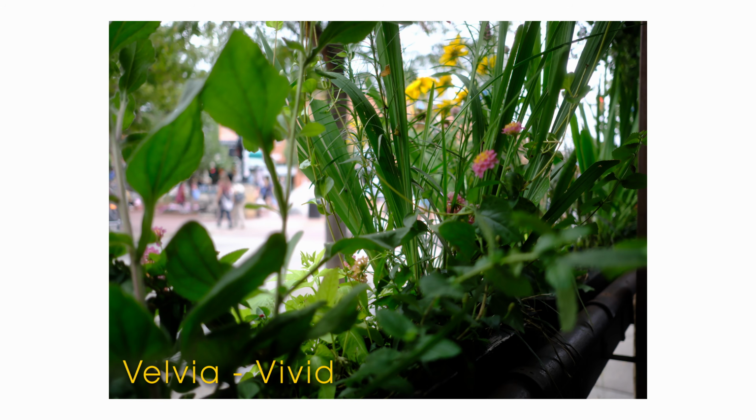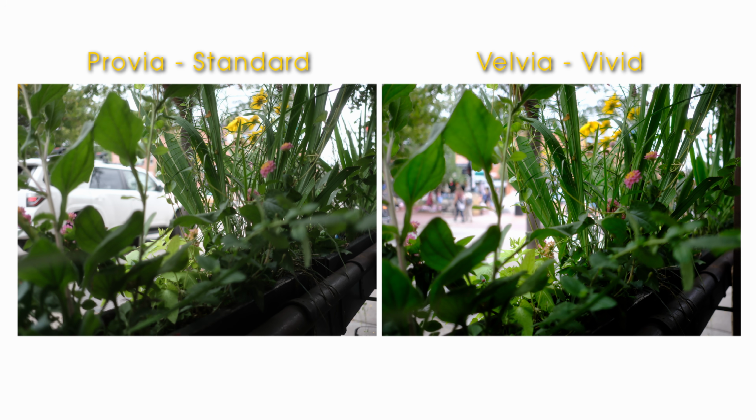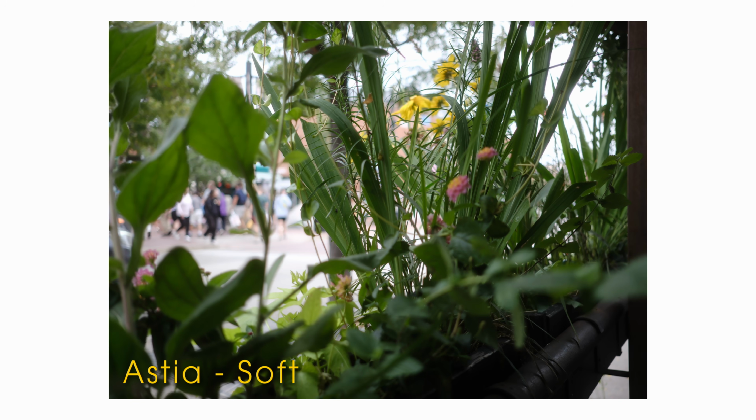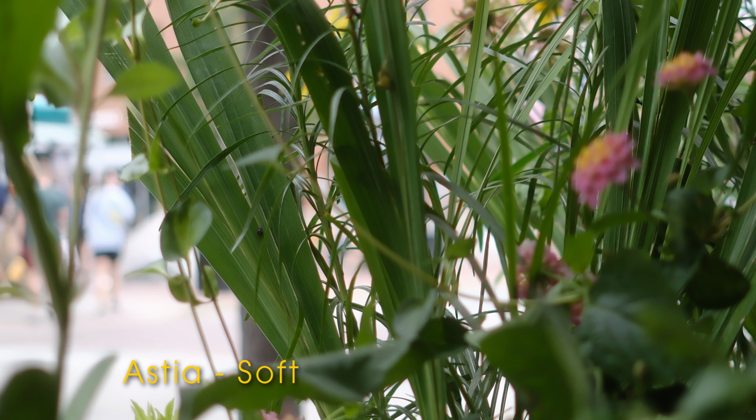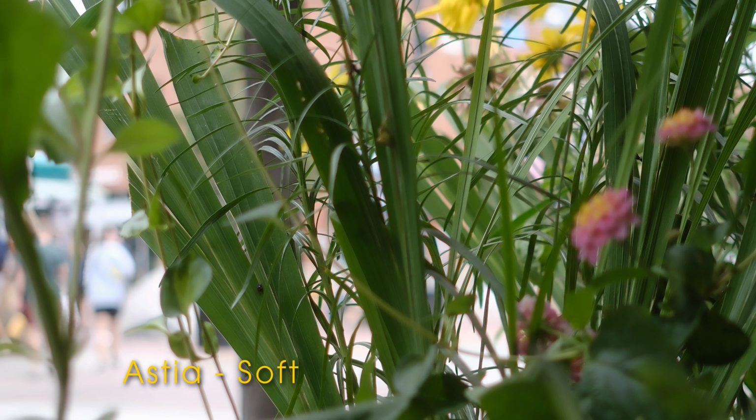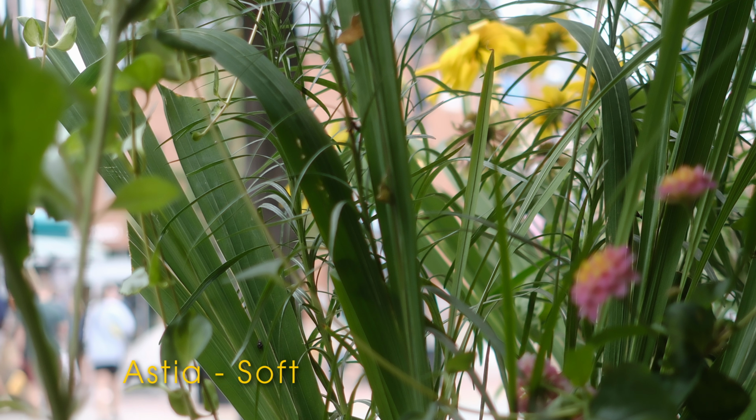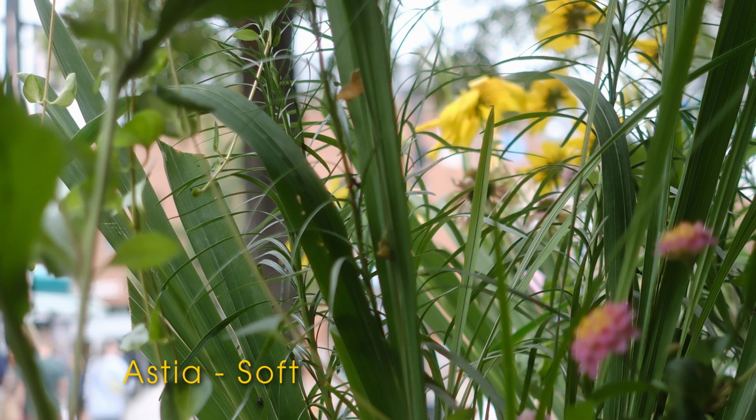Colors do get punched up quite a bit, and contrast is a little bit more noticeable. It's a great starting point if you want a really colorful and vibrant picture. Next up, we have Astia Soft, which is a desaturated, muted profile, kind of on the opposite spectrum of Velvia Vivid. If you want a more faded look, maybe a more vintage look, you can certainly start here with this profile.